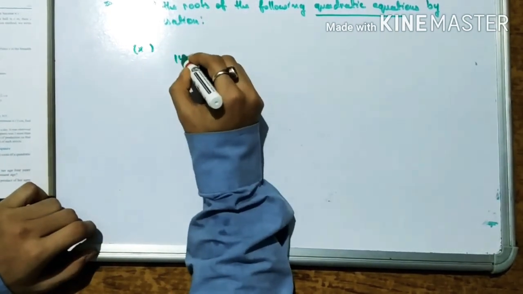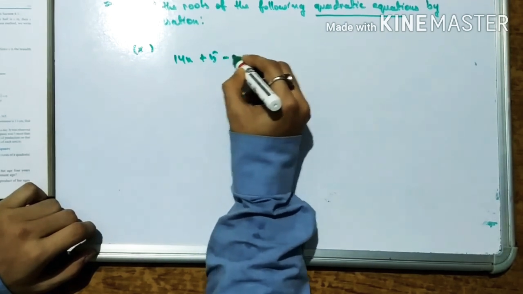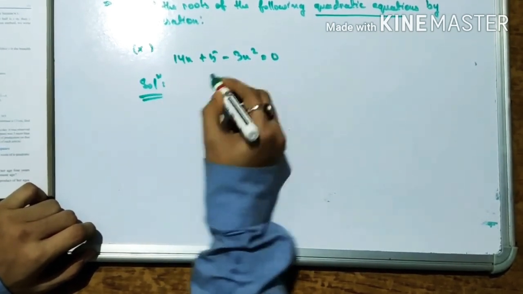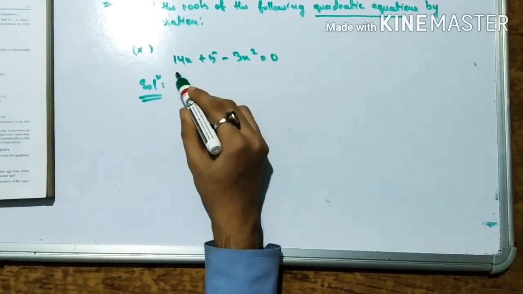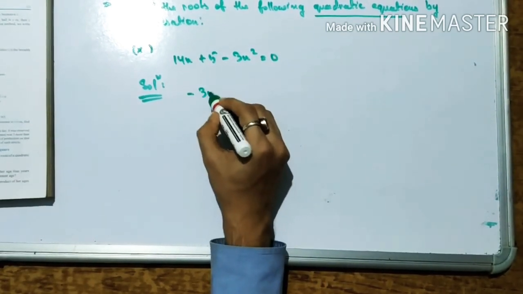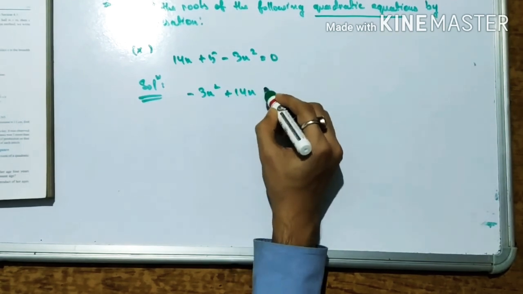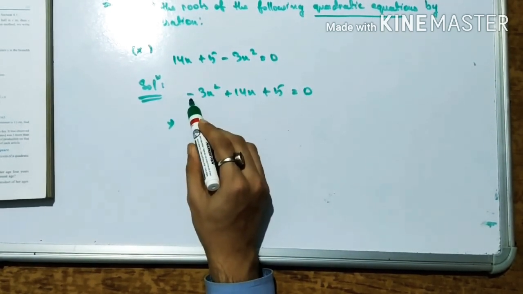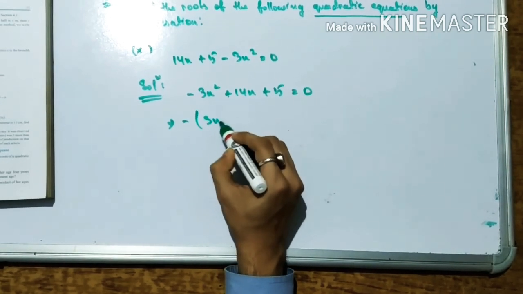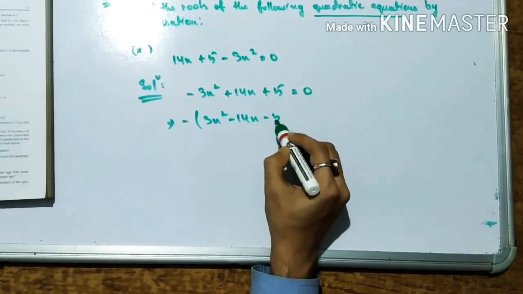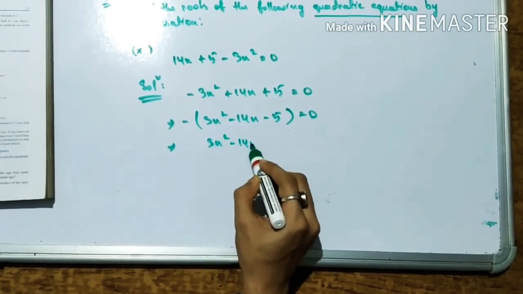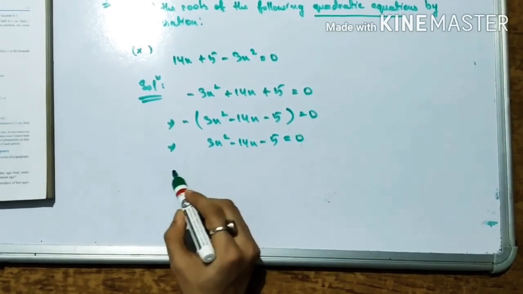Number 10. 14x plus 5 minus 3x square is equals to 0. So this thing, let me write it in the standard form, which is 3x square plus 14x plus 5 is equals to 0. Yes, if I take this minus common, then I will get 3x square minus 14x minus 5 is equals to 0.